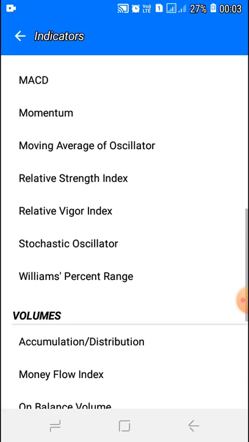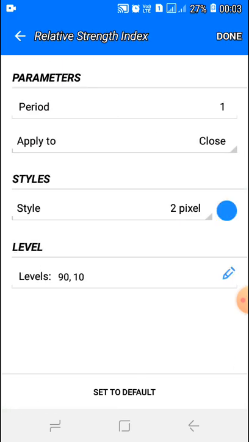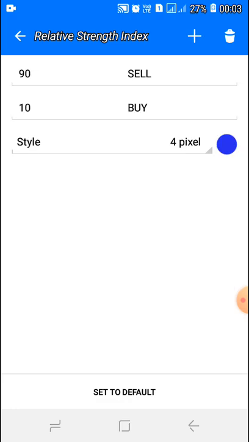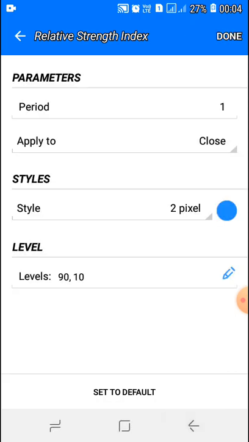Okay, so the first indicator that we need for the strategy is the RSI. Now make sure that your parameters are like this. The period should be 1, apply to close, style 2 pixel blue, your levels should be 90 and 10, okay? Now make sure to write next to 90, sell, and next to 10, buy, so that you can know where you're supposed to buy and sell, right?